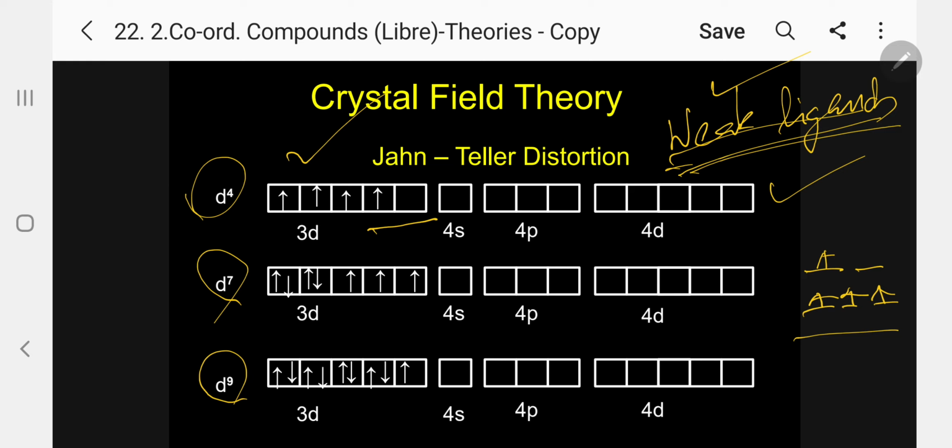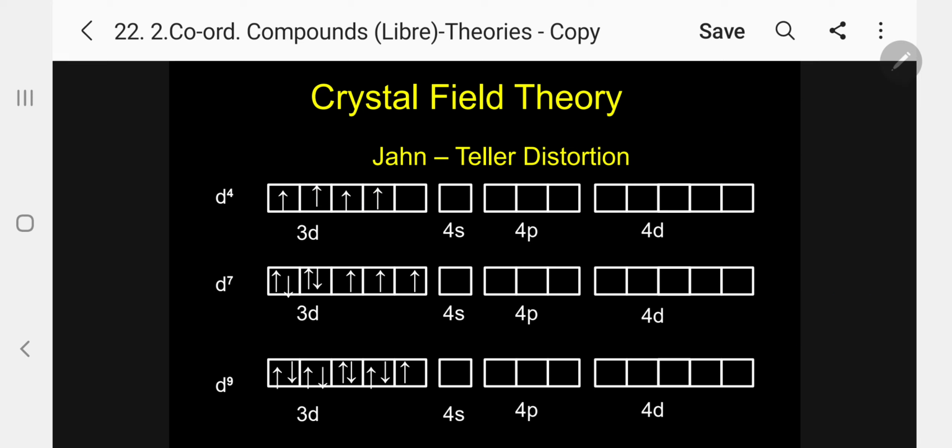But in the presence of a strong ligand, what will happen? Delta 0 will be large, so the electrons should be paired in this form. Kindly follow. So no such complex will be formed. Kindly follow. So, very interesting.